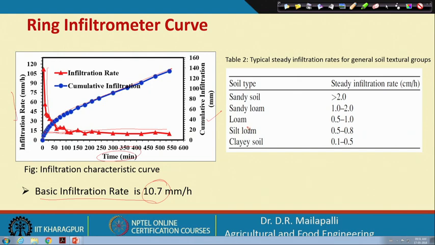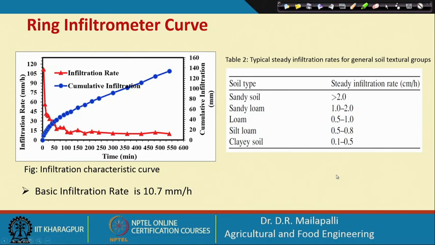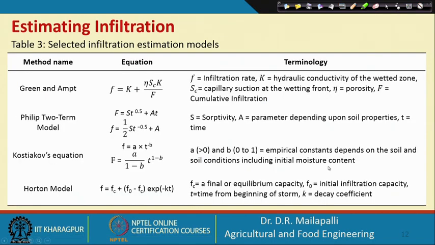And here for sandy soil, sandy loam soil, loamy soil, silty loam, clay soil, different soils, the steady state is called the basic infiltration rate. This is in centimeter per hour. This is data obtained from other sources. So, those are the measurements.